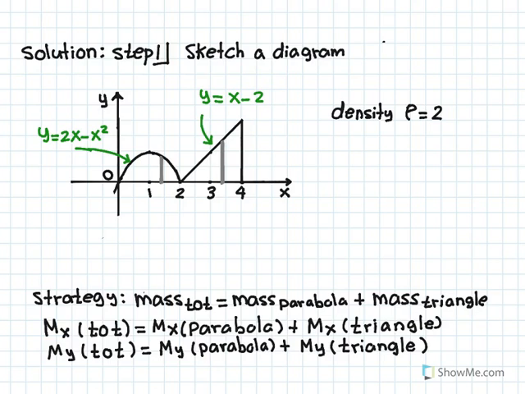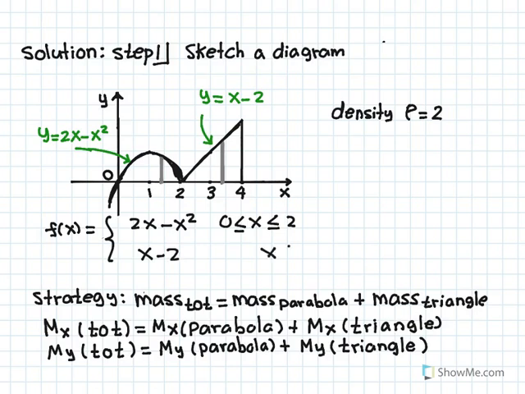All right, so the first step is to sketch a diagram. So we have the parabola here. This is the parabolic section of it. There it is. And we have the line right here. This is y equals x minus 2. The density is 2. So the function f of x is a piecewise function, equal to 2x minus x squared when x is between 0 and 2, and x minus 2 when x is between 2 and 4.